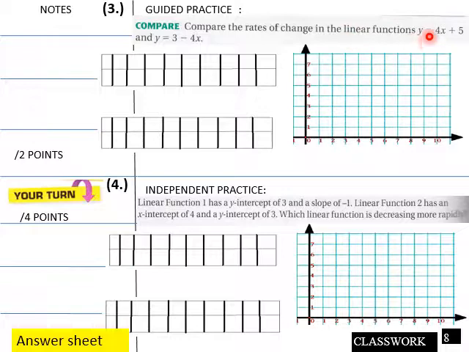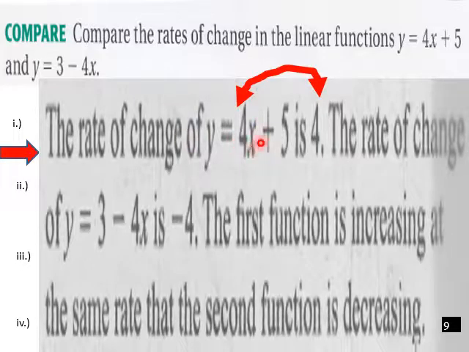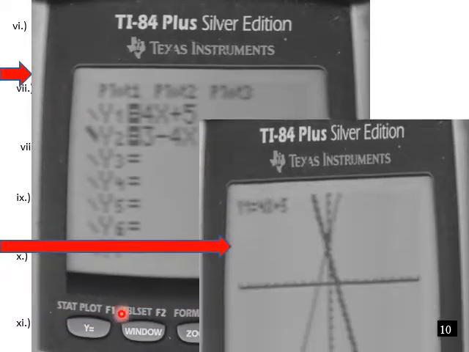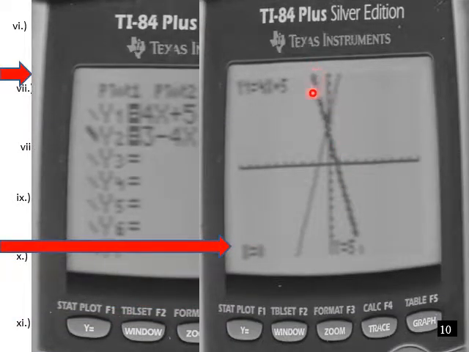Compare the rates of change in the linear functions 4x plus 5 and 3 minus 4x. Okay, so our slope here is 4 for this one. For right here, we have a slope of 4. And then for this one here, we have a -4. So -4 will be the slope of this line here. So the second function is decreasing quicker. It has a steeper slope than this function here, which has a slope of 4. This has a slope of -4.